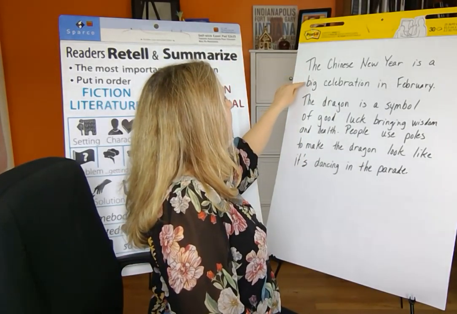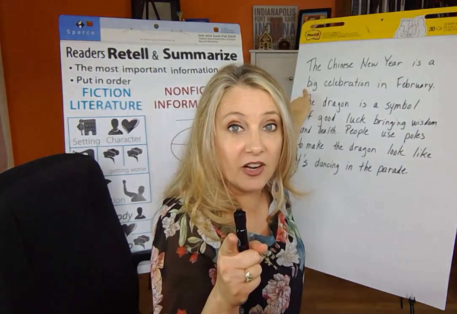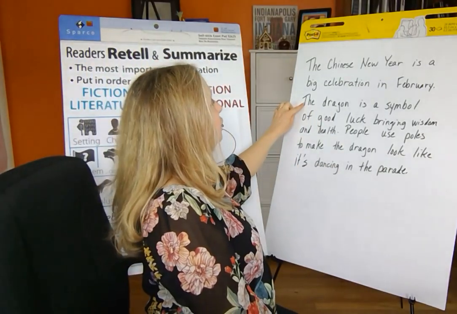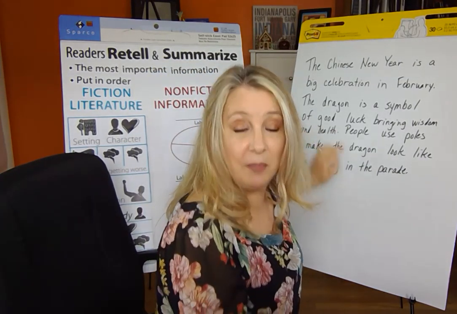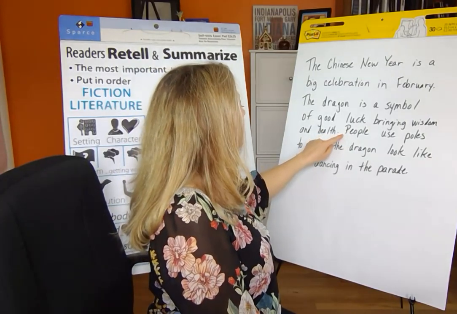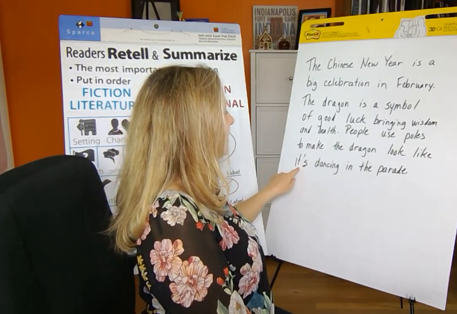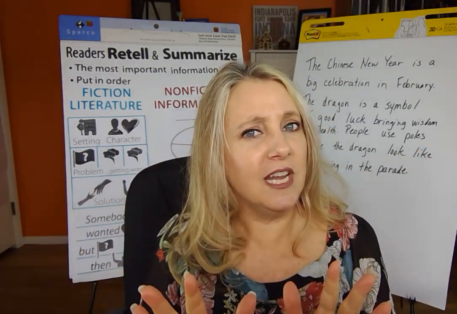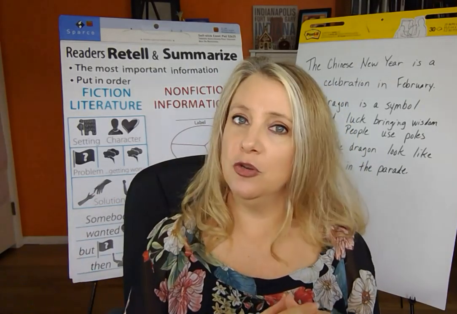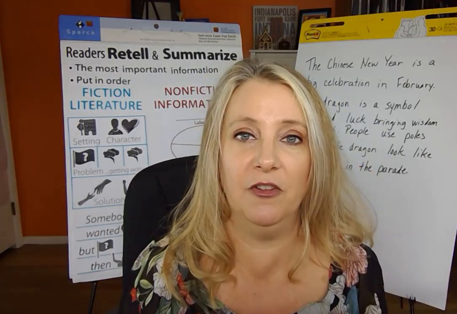Okay, let's reread and make sure we've got what we need. The Chinese New Year is a big celebration in February. Did we learn that in the article? Yep. Check it off. The dragon is a symbol of good luck, bringing wisdom and health. Did it say that in the article? Yep. Check it off. People use poles to make the dragon look like it's dancing in the parade. Did we read that? Check it off. Good. So guys, you did it. You made a summary. See, it's a piece of cake. You read, you collect the details, then you look at those details, you combine them together, make a sentence. Then you go on to the next oval. And when you put those sentences together, it's a summary.